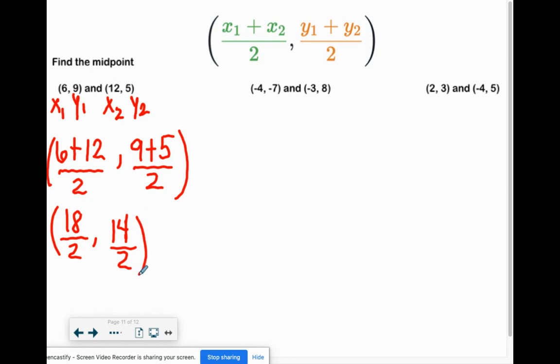And now we just divide by 2. 18 divided by 2 gives us 9. 14 divided by 2 is done. That is our answer. So (9, 7) is the midpoint.